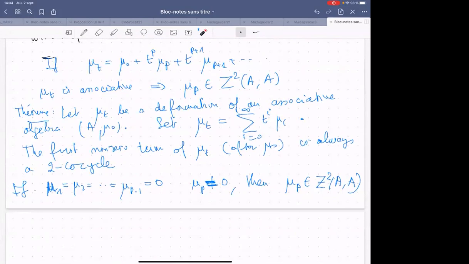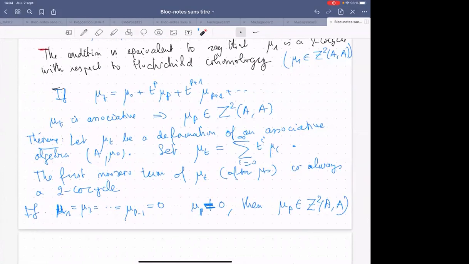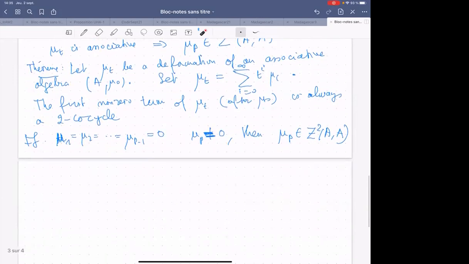Now, maybe I can introduce some definition. Of course, the fact that we are choosing mu1 in Z2 doesn't mean that we can construct a deformation starting with this mu1. But if this mu p or mu1 is a first term of a deformation, we say that this mu p is integrable. Let me now define what we call an integrable true cocycle. Definition.